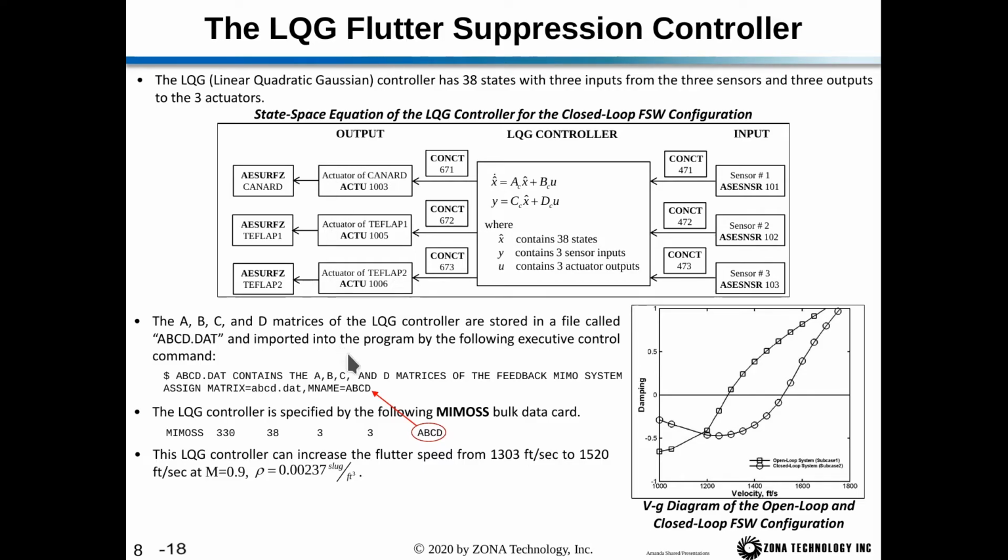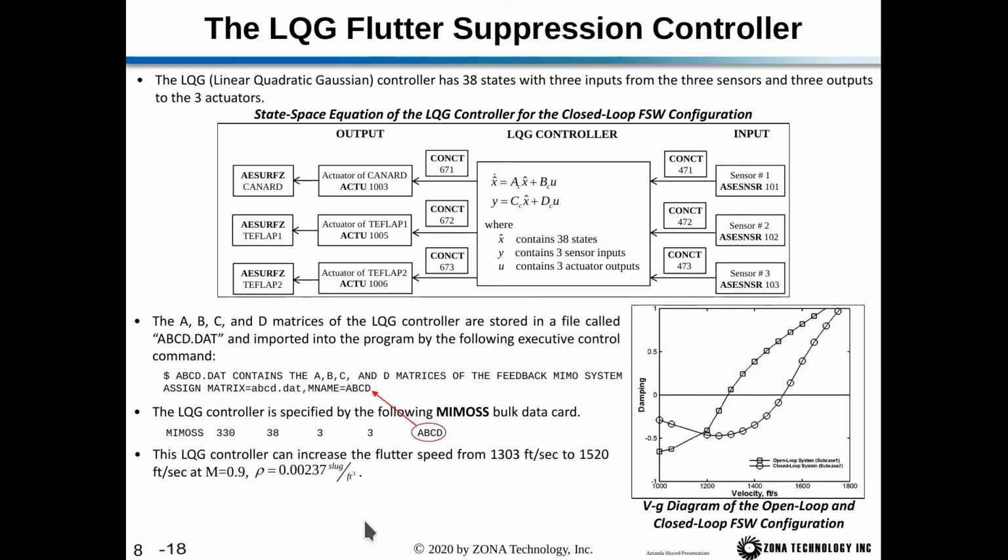Now the ABCD matrices of the LQG controller are stored in a file called abcd.dat, and they're imported into the program by the assign matrix command. So we can see the matrix name that we're storing this matrix on the ZAERO runtime database is ABCD. So now our MLOADS bulk data card, which defines the LQG controller, refers to this matrix name ABCD. So you can see here we have 38 states, 3 inputs and 3 outputs. So this matrix is going to be size 41 by 41.